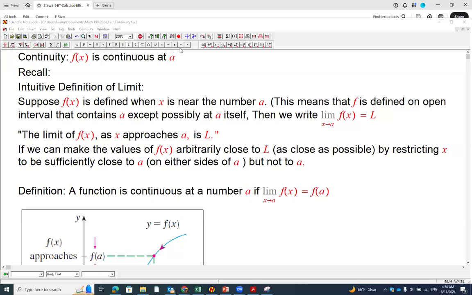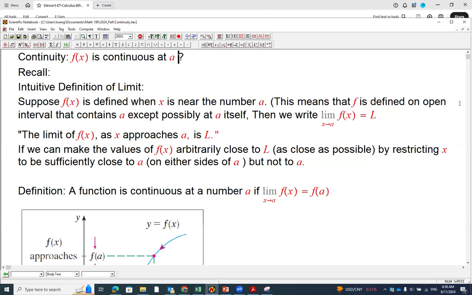Hello, in this lesson, we're going to talk about continuity, i.e., what is the concept of a function is continuous at A? So that's our question. Recall our definition of limit. The definition of limit says, suppose f of x is defined when x is near the number A.